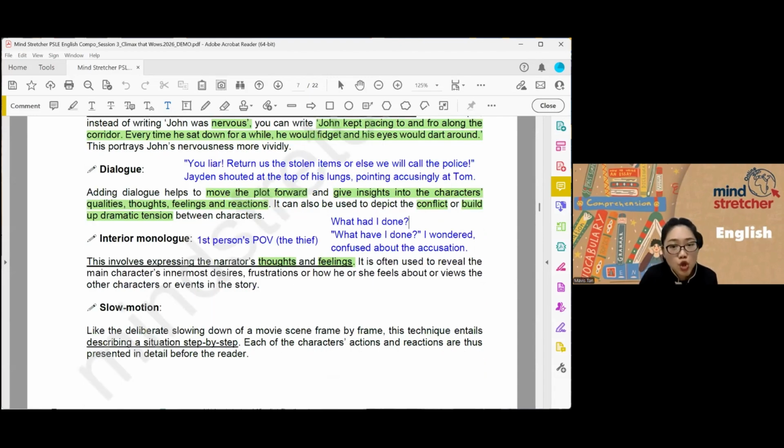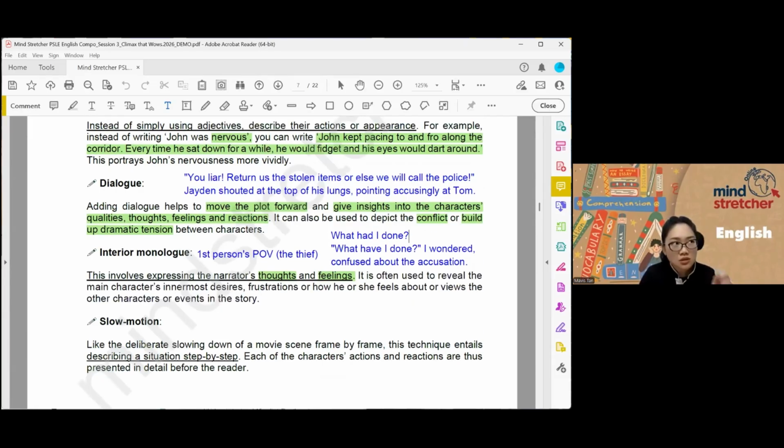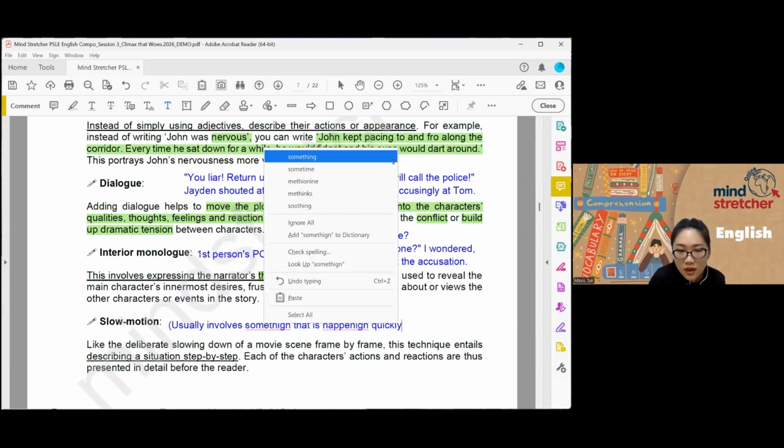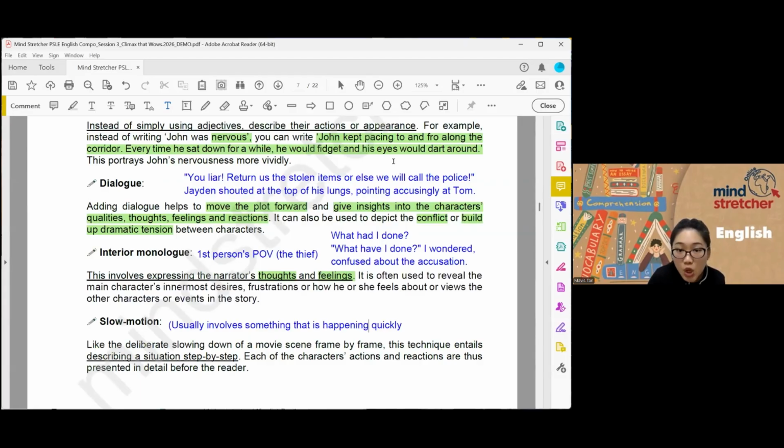Last one is slow motion. Some students will ask, teacher, what's the difference between show, not tell, and slow motion? Slow motion definitely uses show, not tell. How can you do slow mo without showing? You have to show, right? So when you think about slow motion, it usually involves something that's happening quickly.